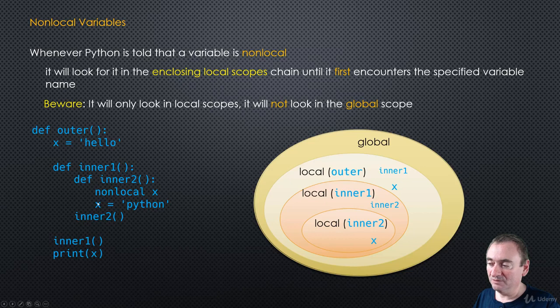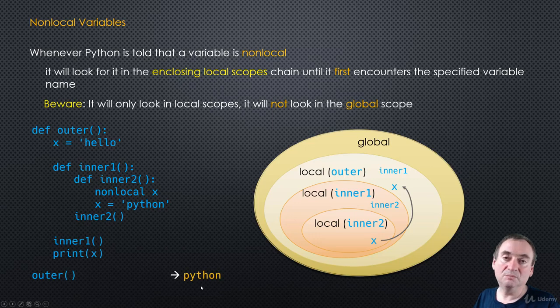And then when we have inner2, what do we have? We have x equal to Python. We're setting x equal to Python. However, we said that x is non-local. So that x is really pointing to the first x that it finds in the nested local scopes, which happens to be the one in outer. So when we set x equal to Python, we're changing the x in the outer scope. And so when we print x here in our outer function, which happens to be the x in the outer scope, it's going to print out Python because we modified it from within inner2.